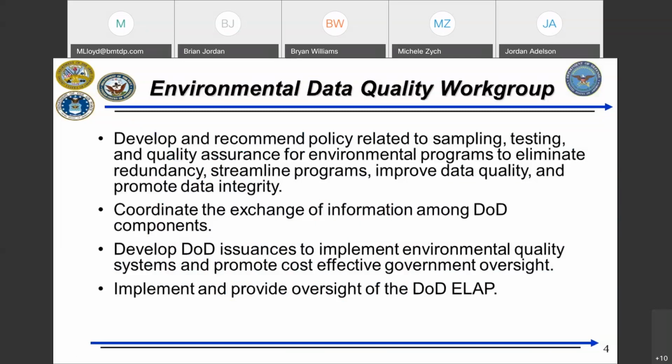So we've got the service principals that make up the leadership of the EDQW, and then we've got participation from each one of the services on our technical work groups helping us out as we go through things. We really have the overall mission of developing and recommending policy related to sampling, testing, and quality assurance for environmental programs, with a focus to eliminate redundancy, streamline these programs, improve data quality, and promote data integrity. We spend a lot of our time coordinating the exchange of information among the DoD components.